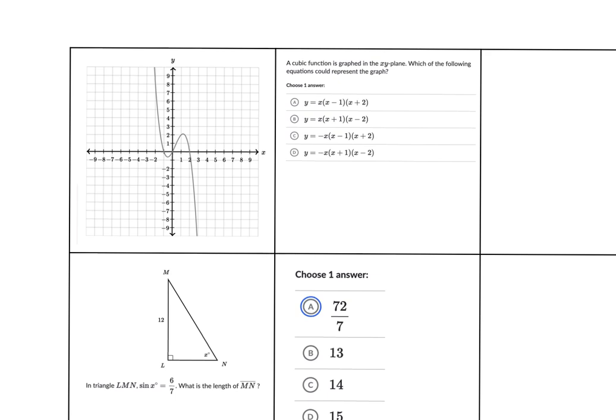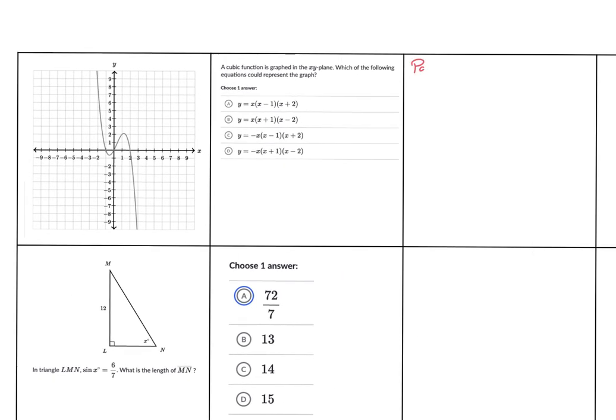All right, we're going to continue working on solving Arduous tasks problem. A cubic function is graphed in the xy plane. Which of the following equations could represent the graph? So please remember that the parent function goes down and then goes up. So just because it's flipped, I know there's got to be a negative out front. So we're going to eliminate those two.